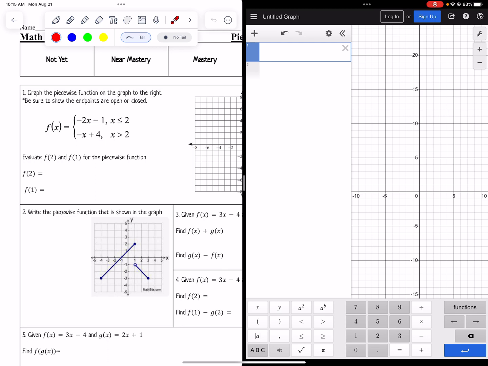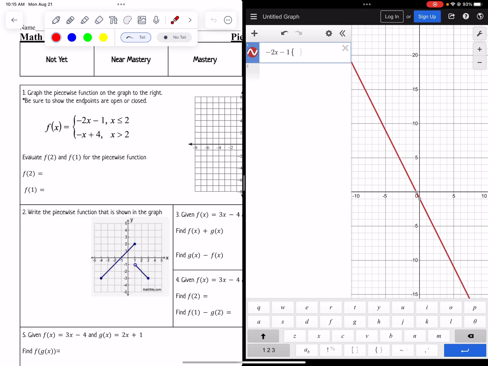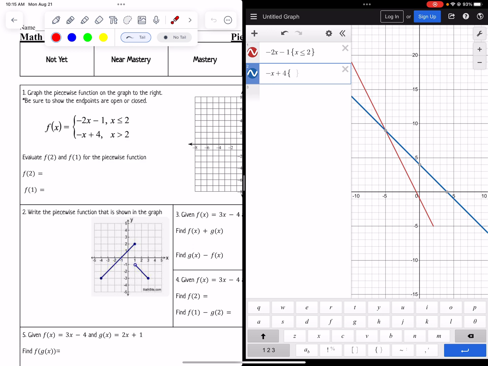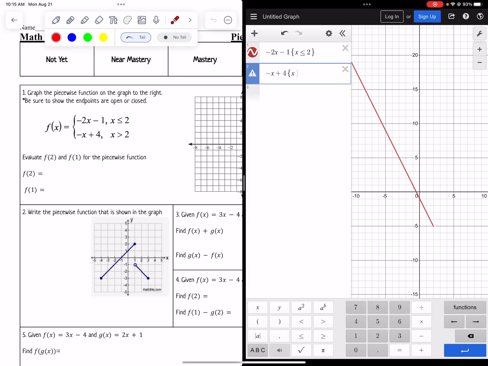So first in Desmos, you want to type in the function like it looks, but a little different. So negative 2x minus 1, then make sure you get the curly brace to put in your domain, which is x is less than or equal to 2. Then go to a new line to type the second one in. So negative x plus 4. Then make sure you get the curly brace, and then x is greater than 2.